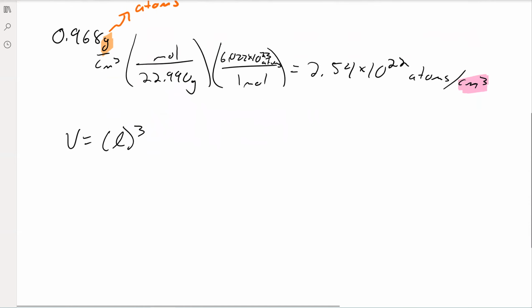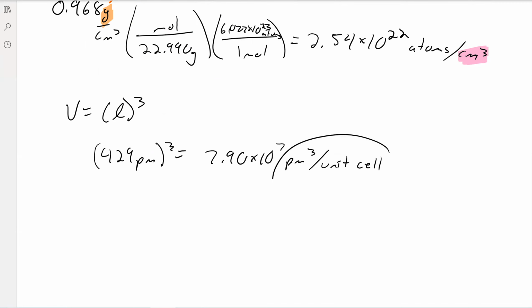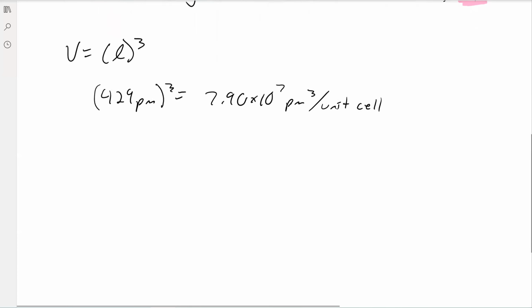We, of course, know that volume is length cubed. And so if we have an edge length of 429 picometers, we can cube that to become 7.90 times 10 to the 7 picometers cubed. And that's the volume of 1 unit cell. Right, so we just created our conversion unit that'll let us go between picometers cubed and unit cell.